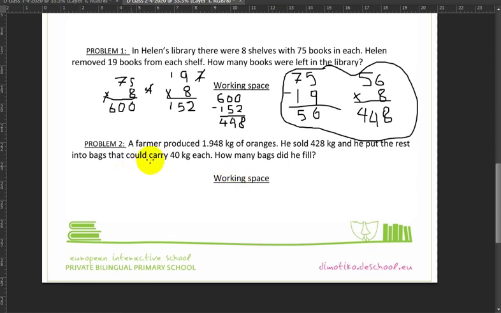Next up, we have a farmer produced 1,948 kilograms of oranges. He sold 428, and he put the rest into bags that carry 40 kilograms each. How many bags did he fill? Careful, how many bags did he fill? Not how many did he use. So if there's a remainder, that's not going to come into play because our quotient is going to be the number of bags that he filled.